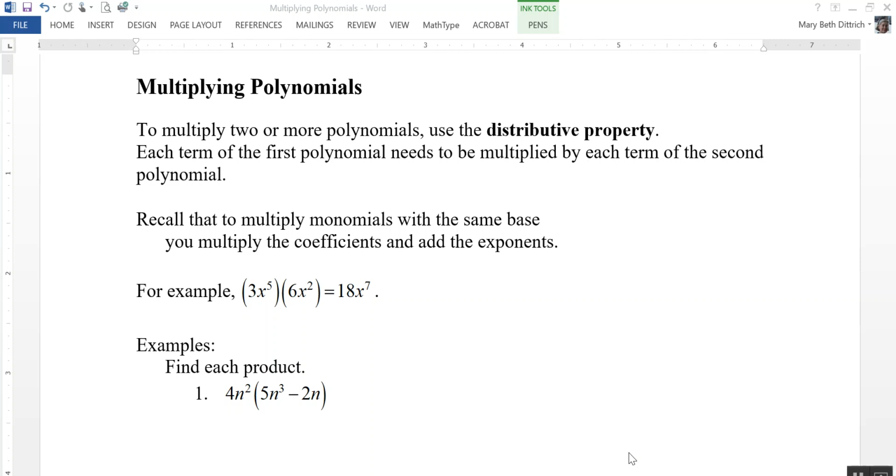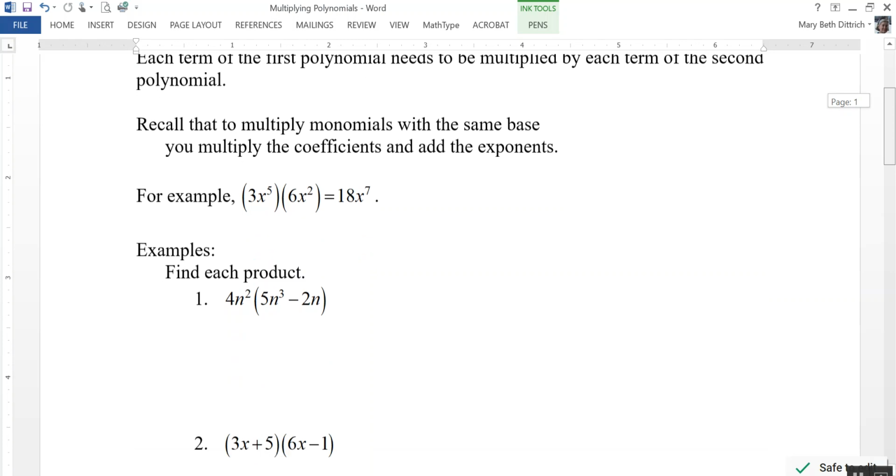Recall that to multiply monomials with the same base, you multiply the coefficients and add their exponents. So for example, 3x to the fifth times 6x squared is 18x to the seventh. I multiplied 3 times 6 to get 18, and then remember x to the fifth is x times itself five times. X squared is x times itself twice, so that gives me a total of 7 x's, so 18x to the seventh. Let's take a look at a couple examples here.